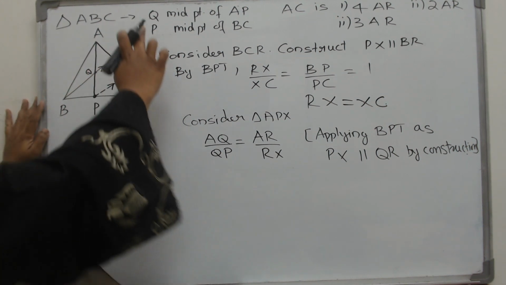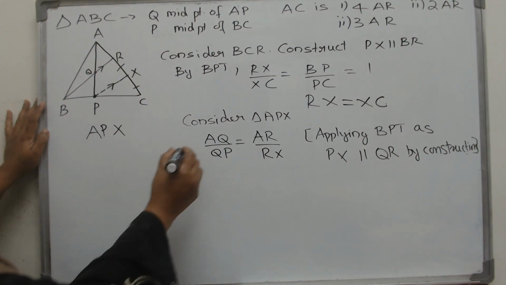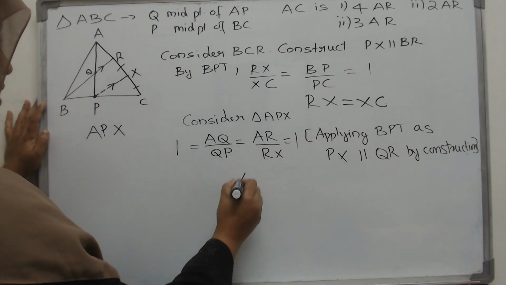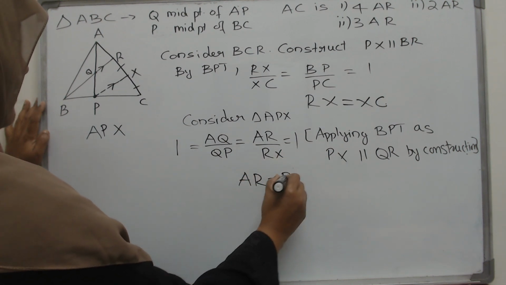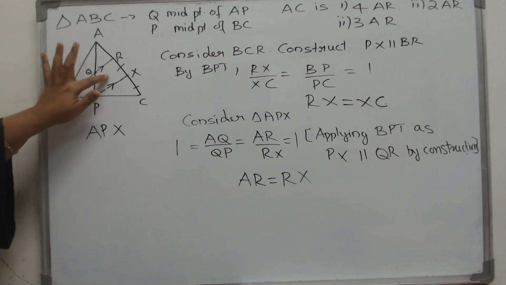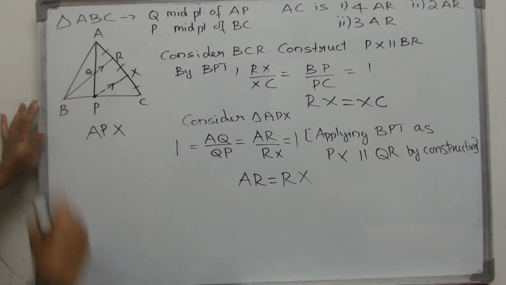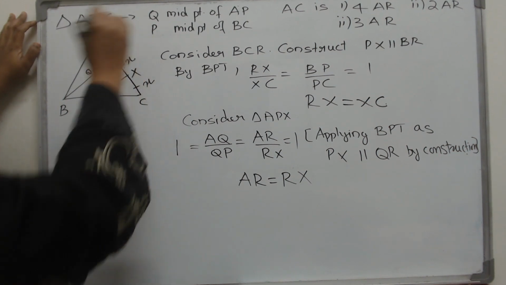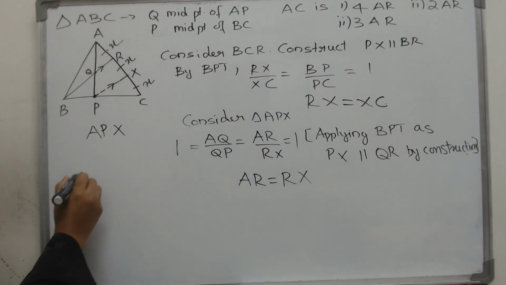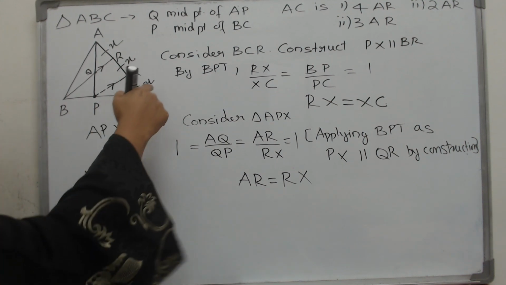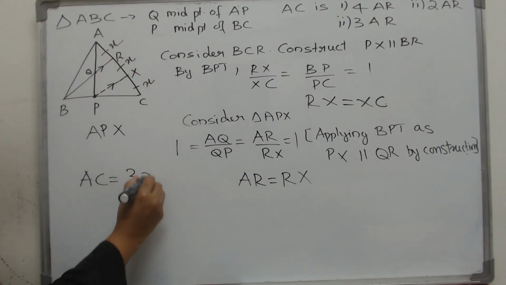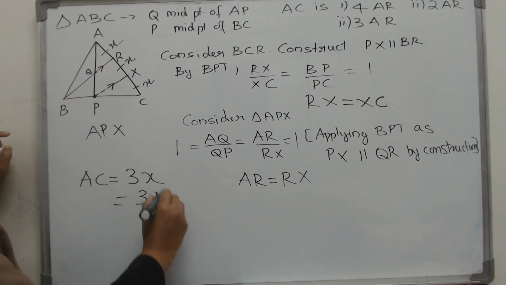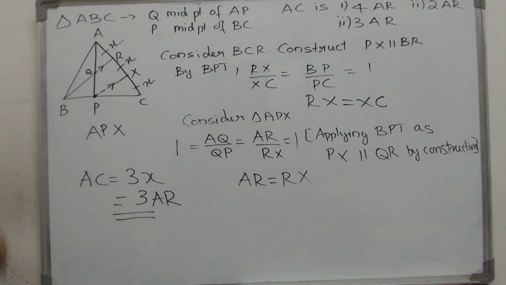But then what do we know? Q is the midpoint of AP. That means this is equal to 1. So that means this is also equal to 1. Or in other words, we have AR is equal to RX. So that means what? If any one of them is X, this is X, this is X, all of them are X. Which means what? AC is equal to 3X, but then AR is X. So that means this is the result that we are looking for.